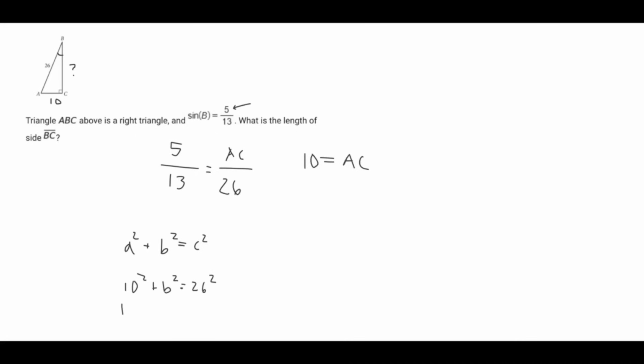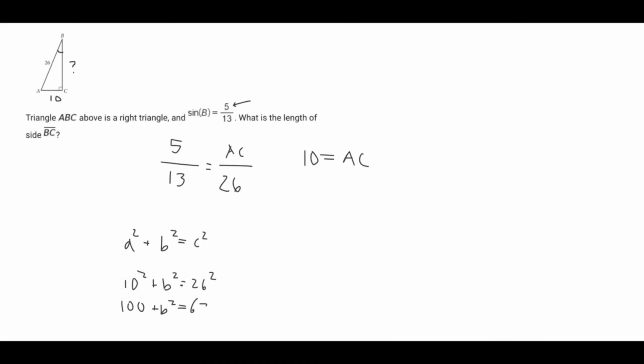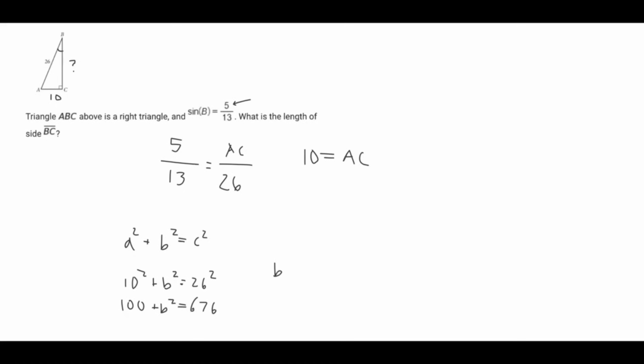Alright, so 10 squared is 100 plus B squared. 26 squared is going to be 676. And so if we just rearrange this equation, we get B squared equals 576. And if we take the square root of both sides, we can find that B is equivalent to 24. And therefore 24 is our answer, in which case that is the side length of side BC.